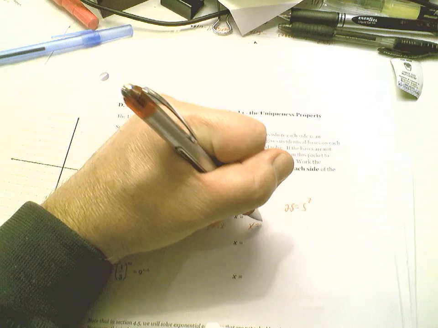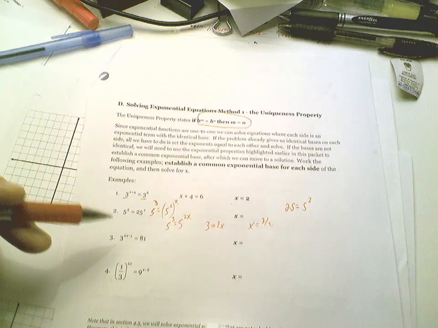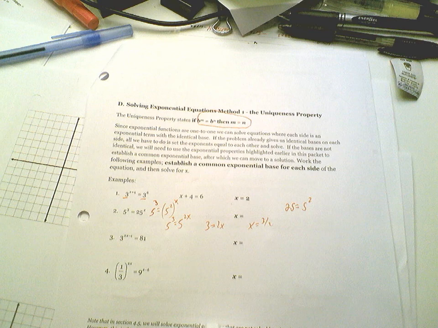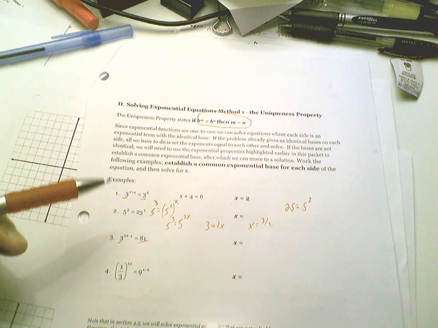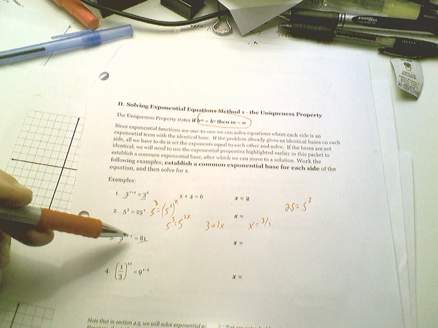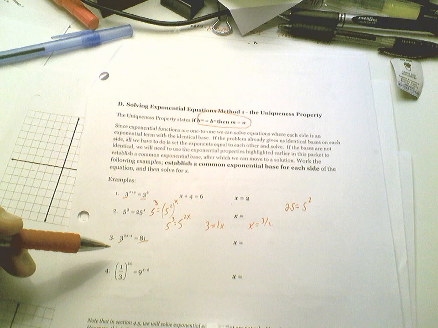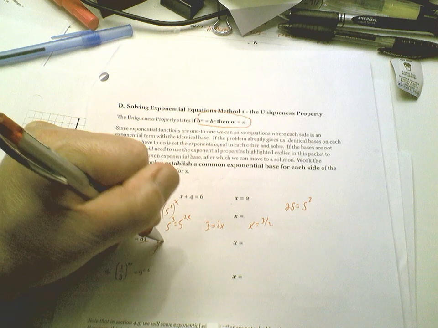Next problem, very, very similar. Take a look at your numbers. Look for common bases. Start with the smallest number. Hey, can I write 81 as 3 to a power? Well, it turns out you absolutely can. 3 to the 2x minus 1 equals 81, and 81 is the same as 3 to the 4th power.